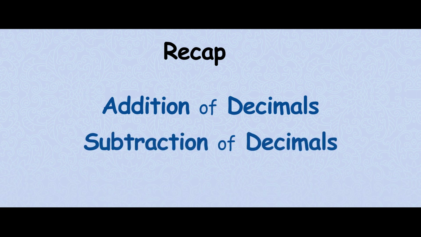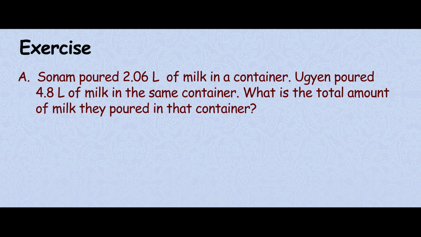Now you have done addition of decimals using 3 ways. We have done subtraction of decimals using 3 ways. So let's do an exercise. Question A. Sonam poured 2.06 liters of milk in a container. Again poured 4.8 liters of milk in the same container. What is the total amount of milk they poured in that container?